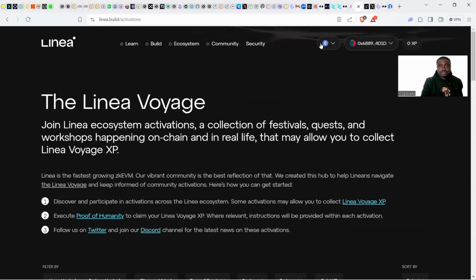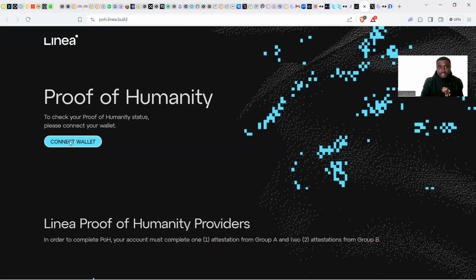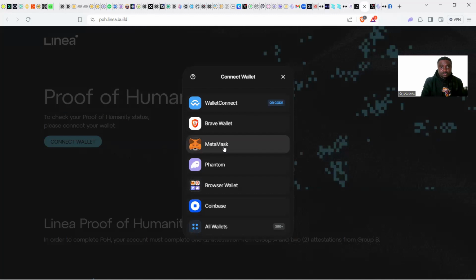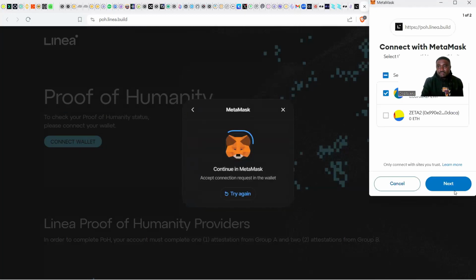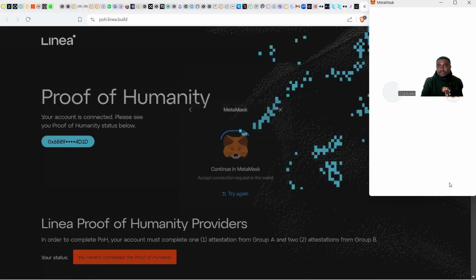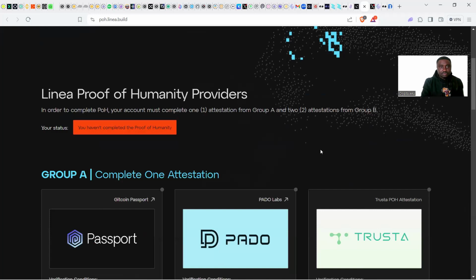If you type Linea proof of humanity on google.com, it's going to bring you to this particular page. You can also look at the URL, I'll drop it down below as well. You can connect your wallet, choose your MetaMask. Once you connect your MetaMask, it's going to ask you to complete a couple of tasks for you to prove that you are human.